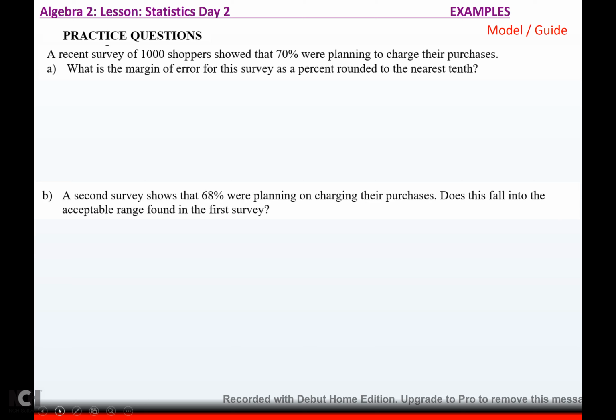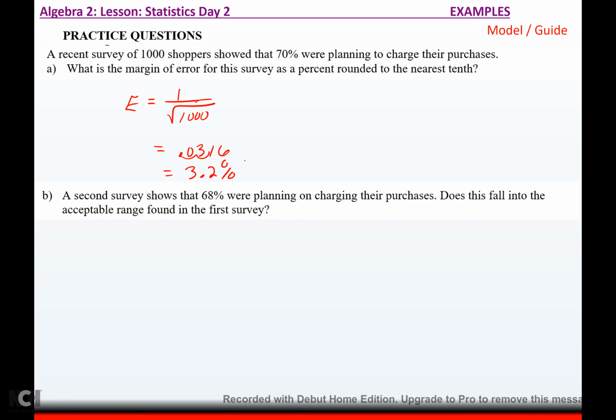So, a recent survey of 1,000 shoppers showed that 70% were planning to charge their purchases. What is the margin of error for this survey as a percent rounded to the nearest tenth? Well, I am going to do my margin of error equals 1 over the square root of my sample size, which in this case is 1,000. And that gives me 0.0316, which is a margin of error of approximately 3.2%.